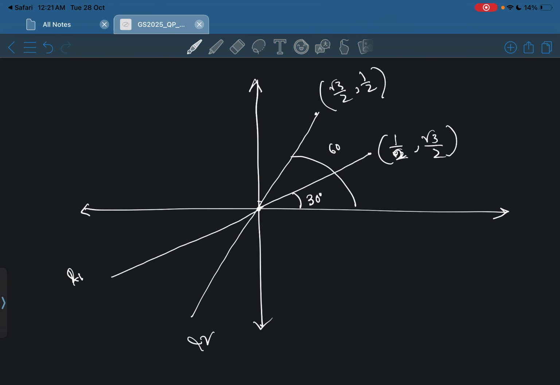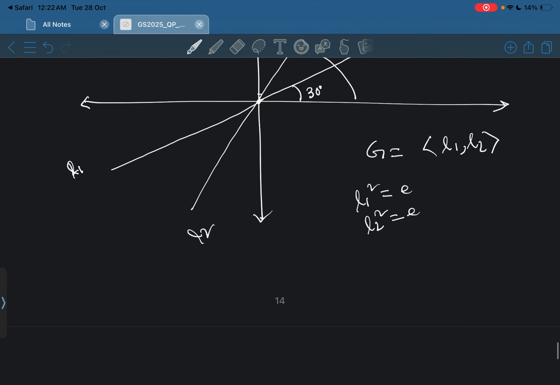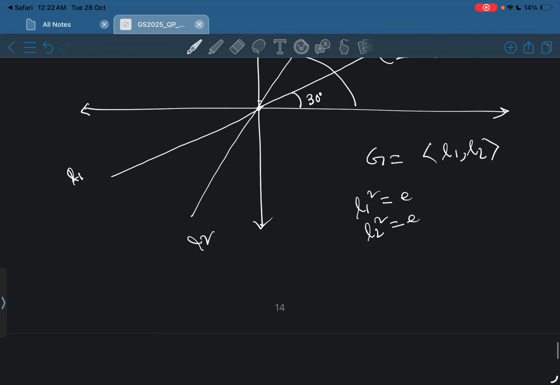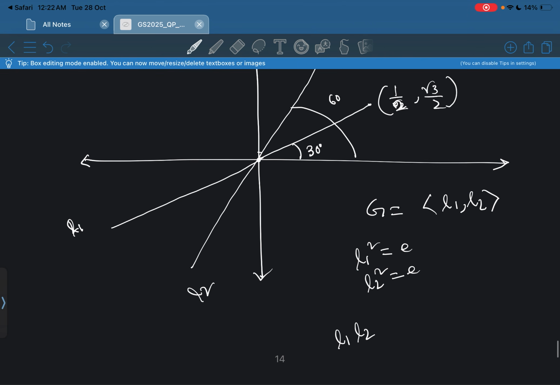So now if L1 and L2 are the elements, G is actually the subgroup generated by L1 and L2. First of all, L1 squared is identity and L2 squared is identity, because L1 and L2 both are reflections, right? So the extra thing that you need to find is L1 L2. So L1 L2, what is that?